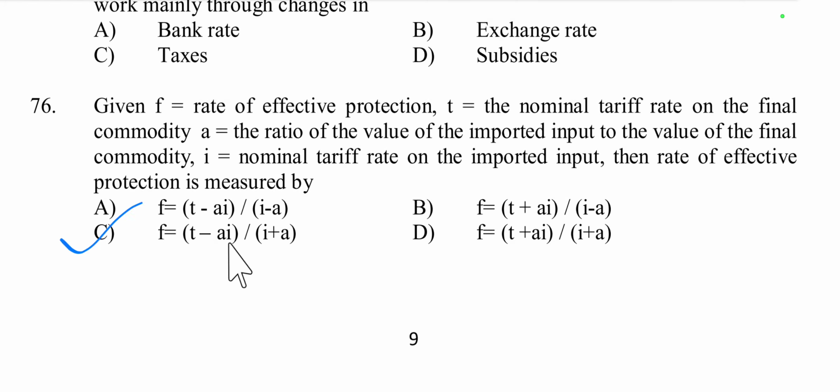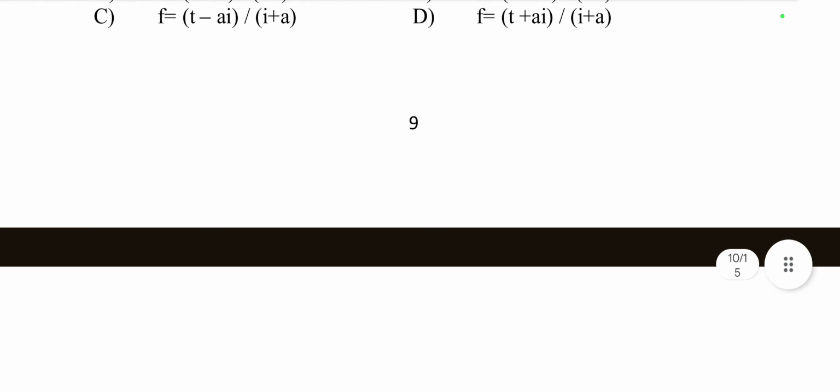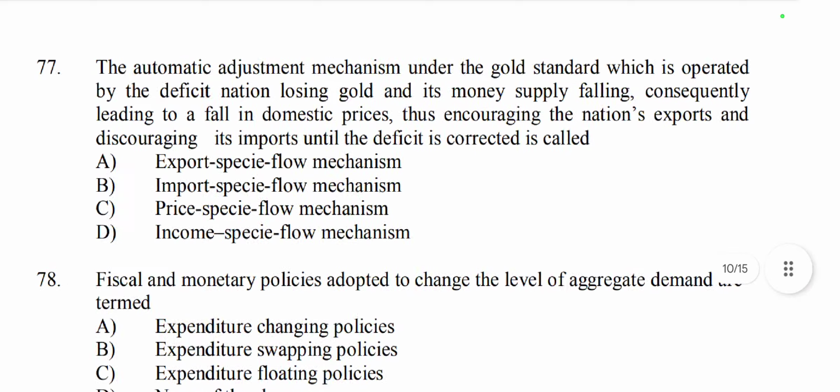F is equal to T minus AI by 1 minus A. This formula calculates the effective protection of value added, not just nominal protection. Actually the right answer is F is equal to T minus AI by 1 minus A. Here 1 is not given in any option, so I minus A, so we may take option A as the right answer here.